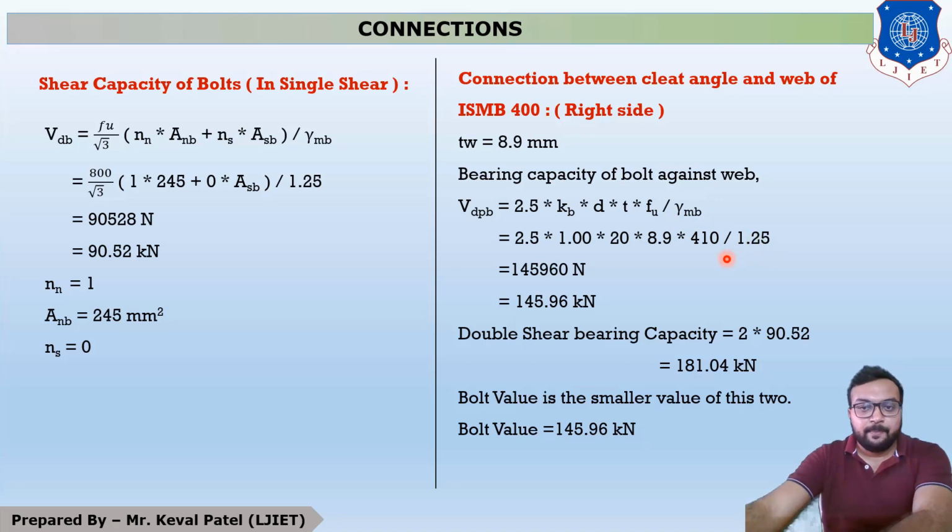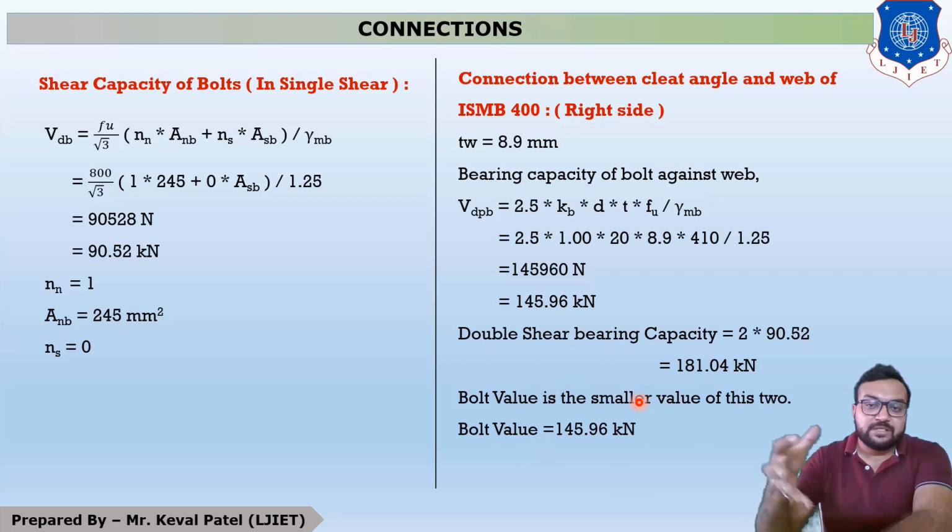So students, our bearing capacity of bolt is 145.96 kilonewton. Now, this is our bearing capacity of bolt and this is our shear capacity of bolt. It means our smaller value is considered as our bolt value. So, this is our bolt value.